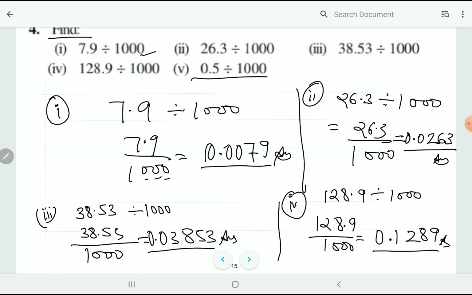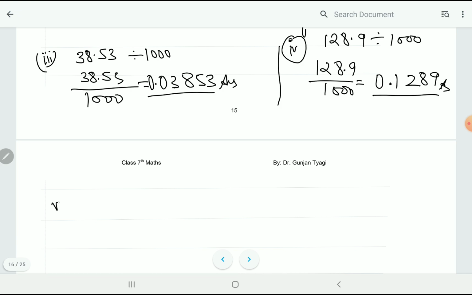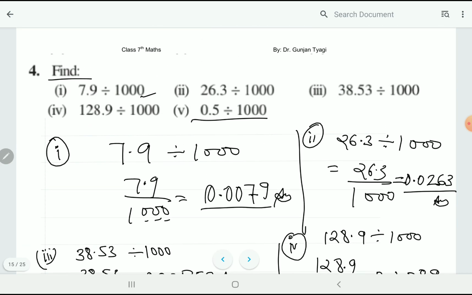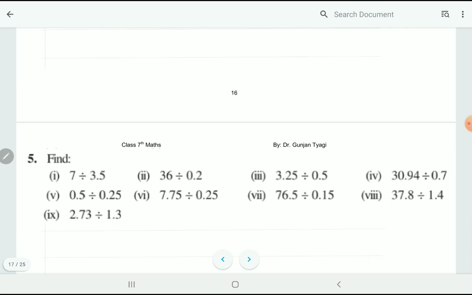Let's do the next and last part of this question. 0.5 divided by 1000. In the fifth part, 0.5 divided by 1000. Divide the number over 1, so the decimal will shift 3 places. So 1, 2, 3. It will come here. 0.005. This is the answer. Question number 4 is also complete. Let's move ahead and do the next question, which is question number 5.